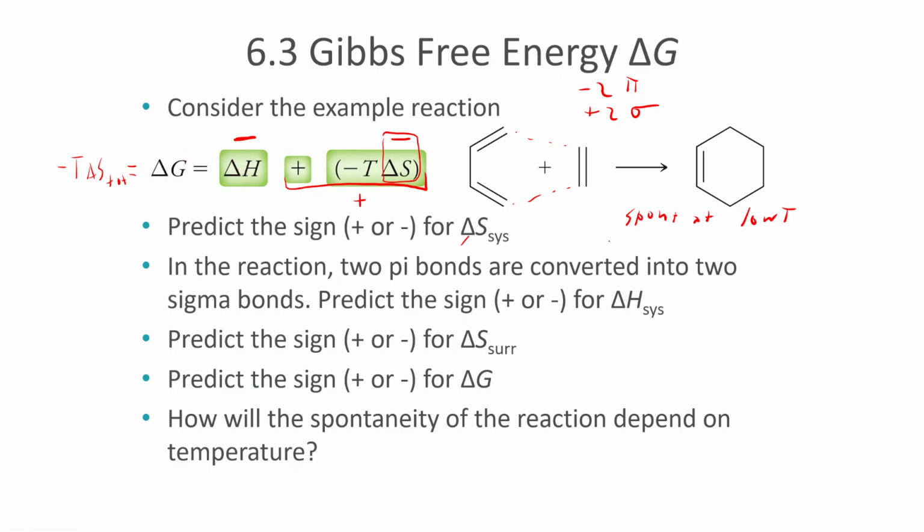It will not be spontaneous at high temperatures. That's because this positive term will become very large at high temperatures, and then that will dominate over the negative delta H term, and the delta G will be positive. And so this is a way that we can determine whether we expect a reaction to produce a lot of products and be spontaneous or not without actually doing any exact calculations, which is very useful in organic chemistry.